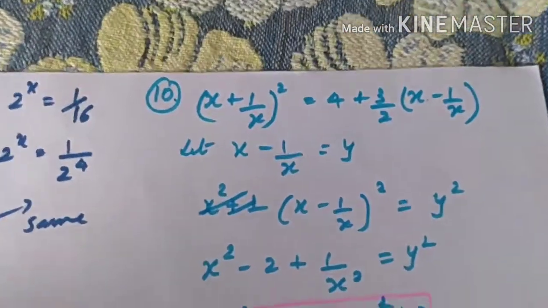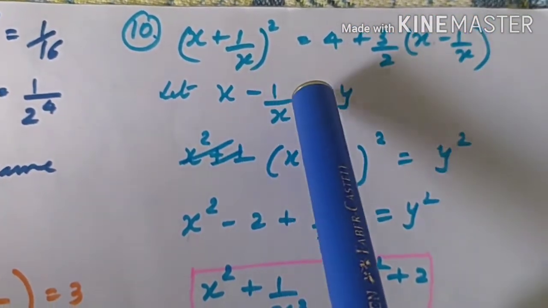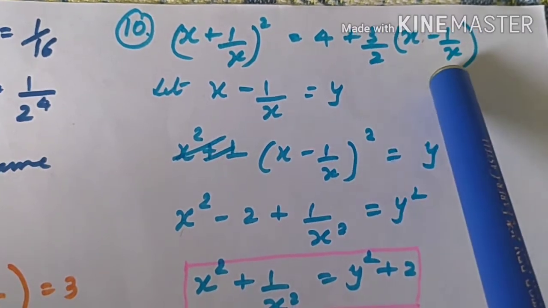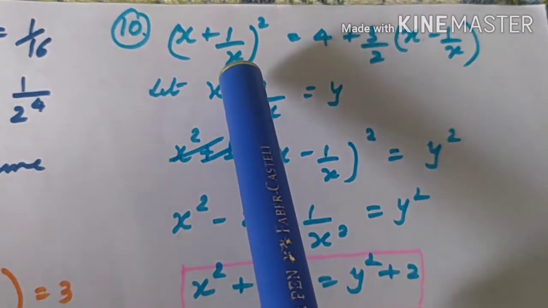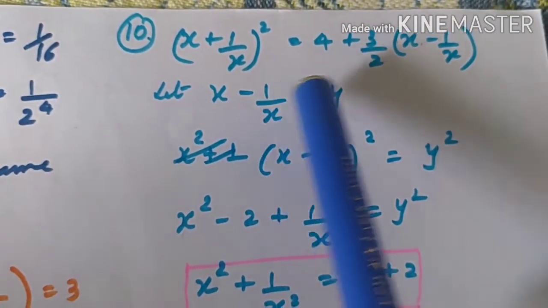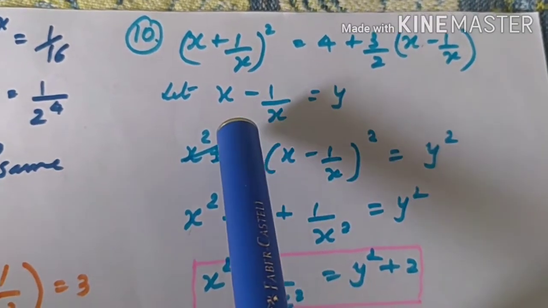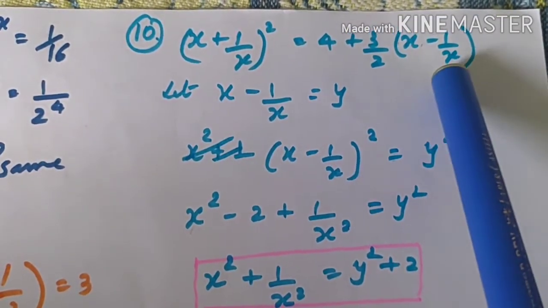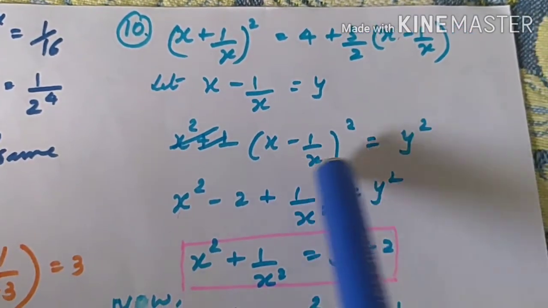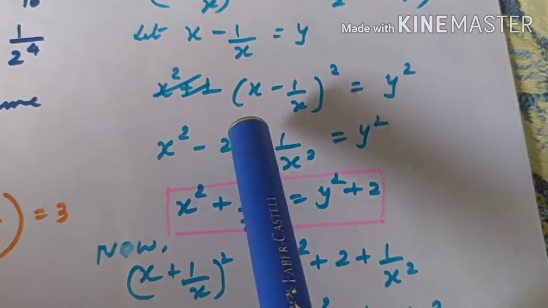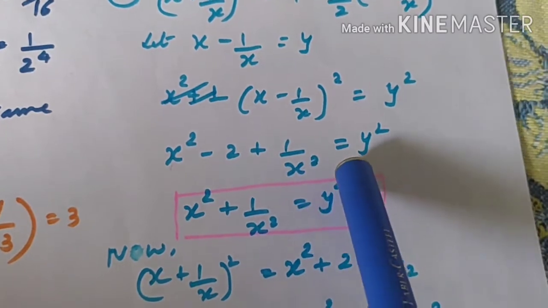Now move on to the next question, 10. Here the question is (x plus 1 by x) whole square is equal to 4 plus 3 by 2 (x minus 1 by x). Now students, here placing the value directly will not be possible to get our standard form, so we have to make some more adjustments. So what am I taking? I am taking this bracket (x minus 1 by x) is equal to y and take the square on both sides. Then squaring this I get x square minus 2 plus 1 by x square is equal to y square.